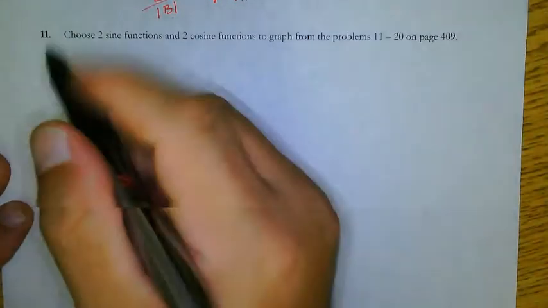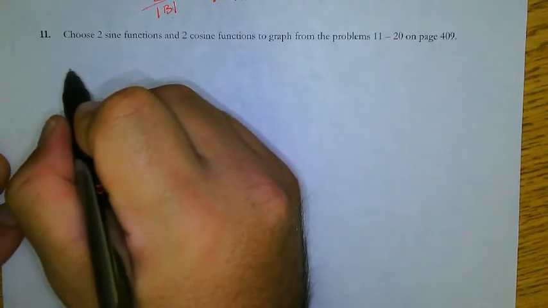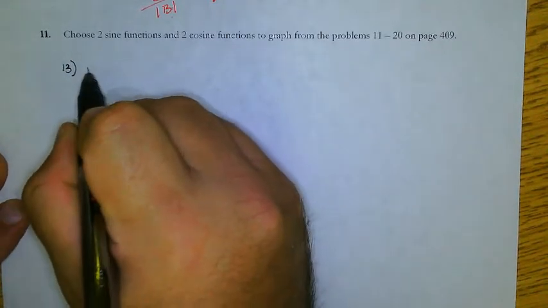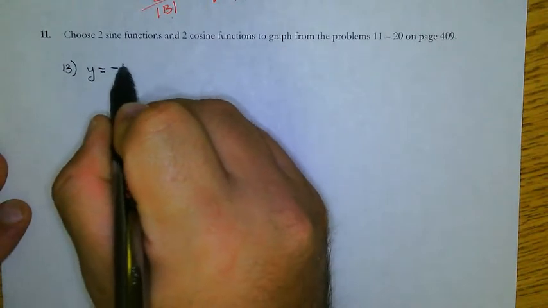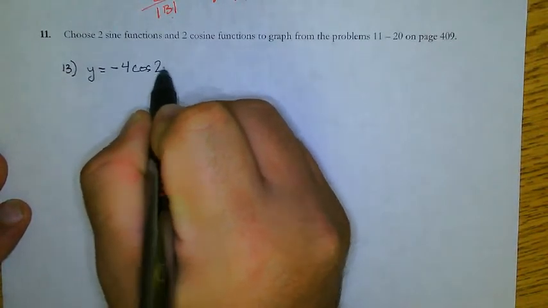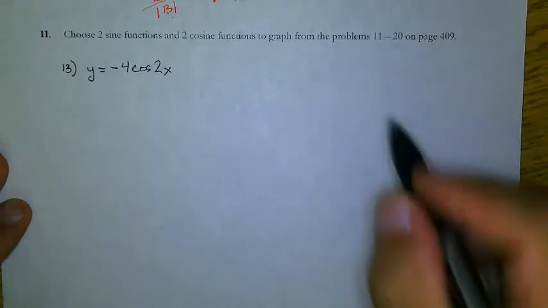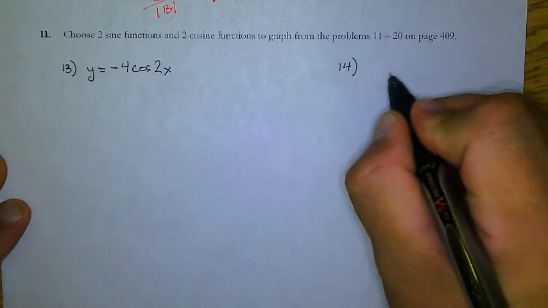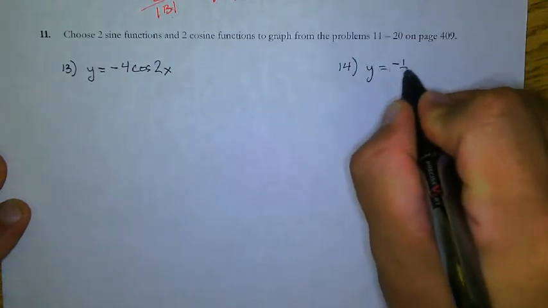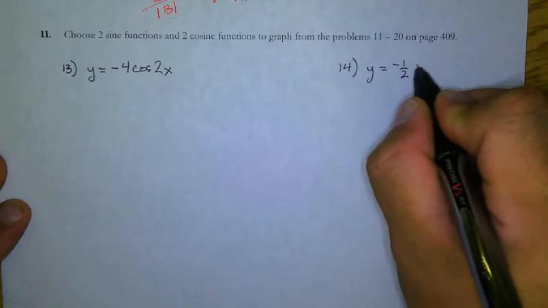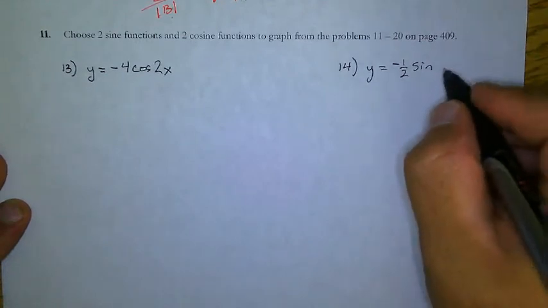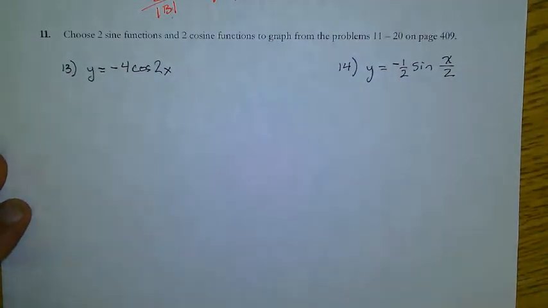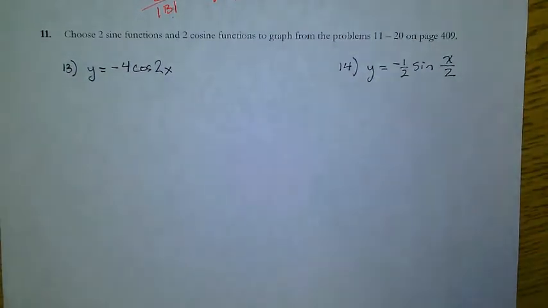I'm going to do number 13, which is y equals -4 cosine of 2x. I'm also going to do number 14, which is y equals -1/2 sine of x over 2. Okay, so we'll start with those two.